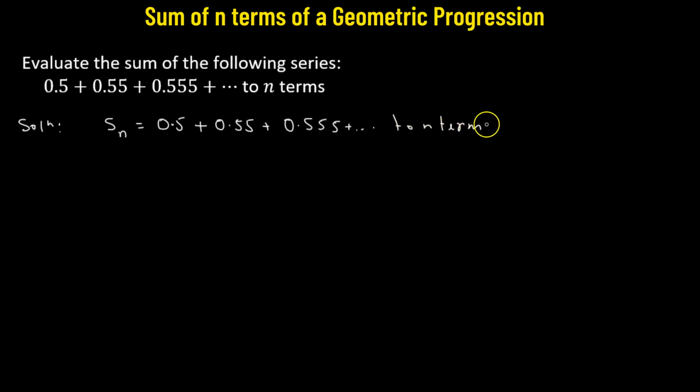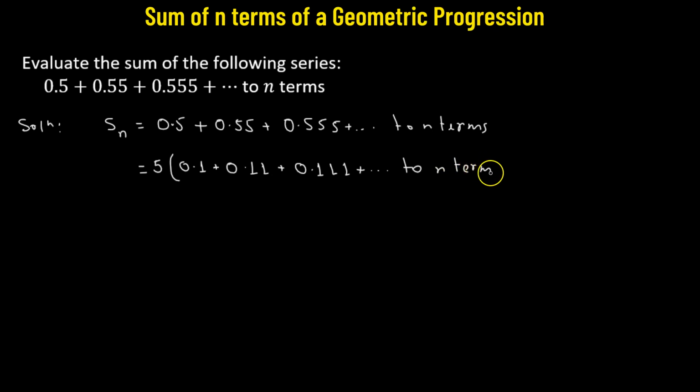Now what we'll do, we will take 5 as the common factor. So that means we're going to divide each term by 5. So we have 5 multiplied to 0.1. So 0.55 divided by 5 will be 0.11, plus 0.555 divided by 5 will be 0.111, plus all the way up to n number of terms.